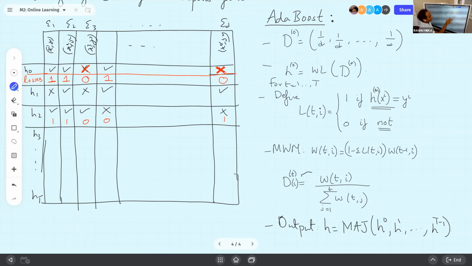So this is the full algorithm, right? I start with D0. H0 is a weak learner, and I start updating the weights based on that. And the final hypothesis is the majority of the hypotheses. Any questions?